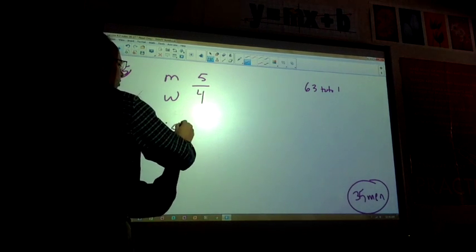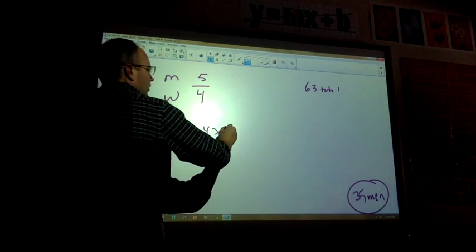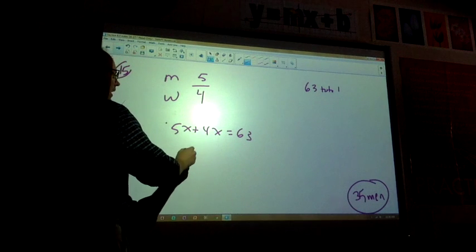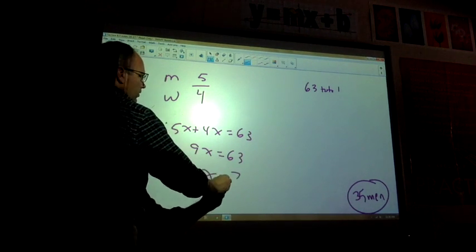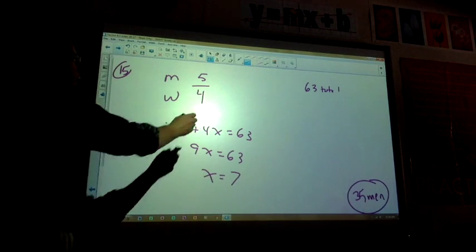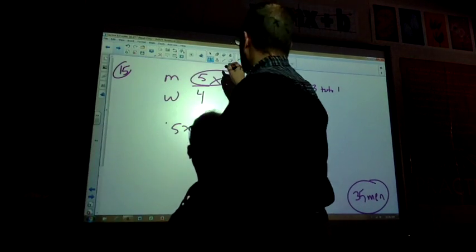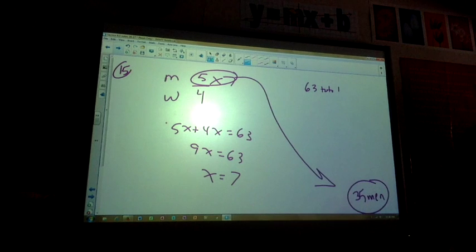Yeah, 5x plus 4x equals 63, like that. And then that's 9x equals 63. So x is going to be equal to 7. So then you'd have to go times 7 here for the men. Yeah. Cool. Would it be alright if we did it that way instead of using proportion? Yeah, that way's going to work for me.